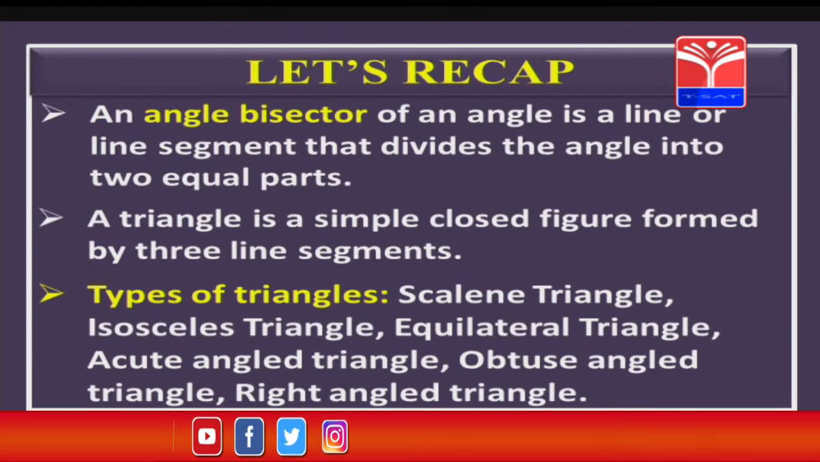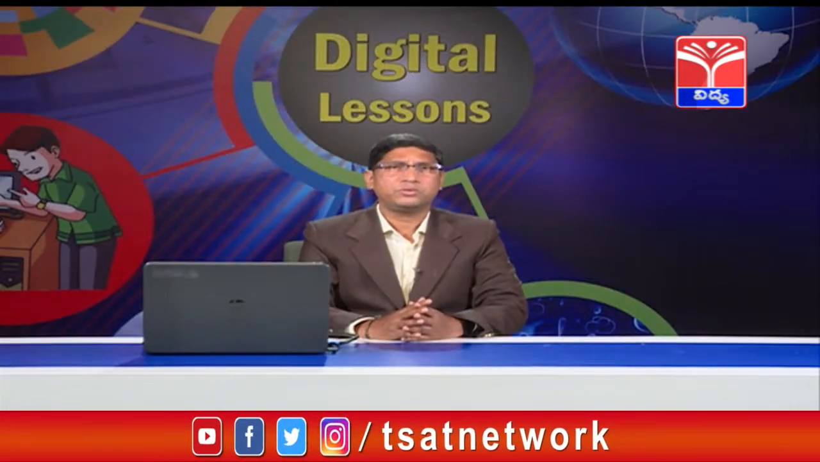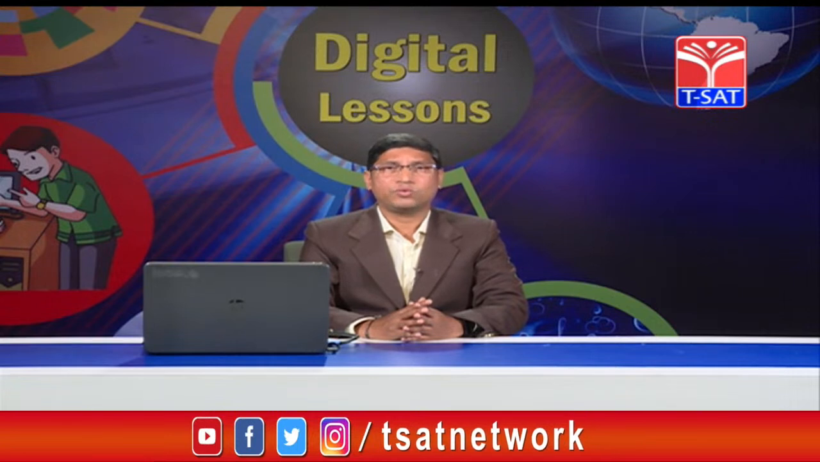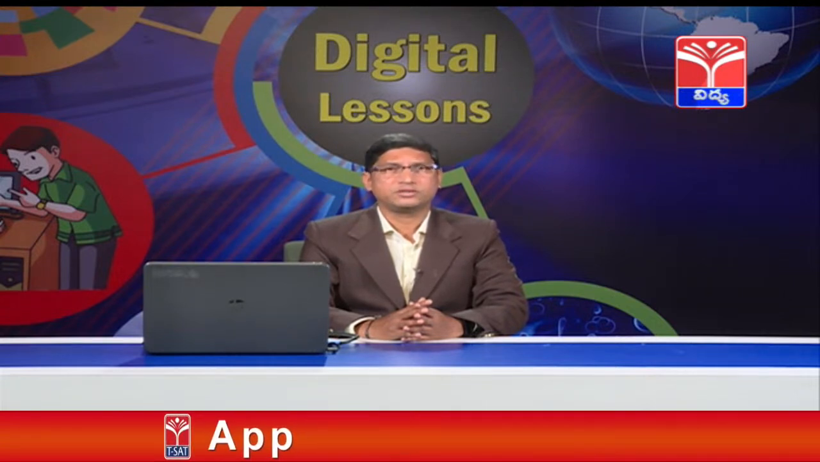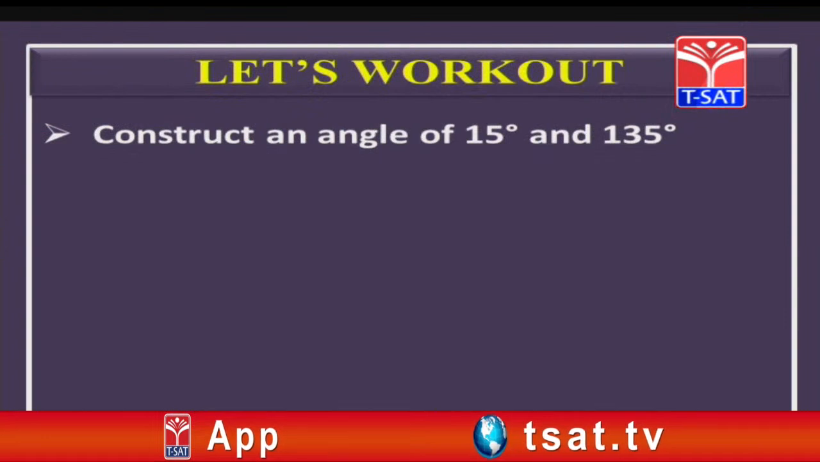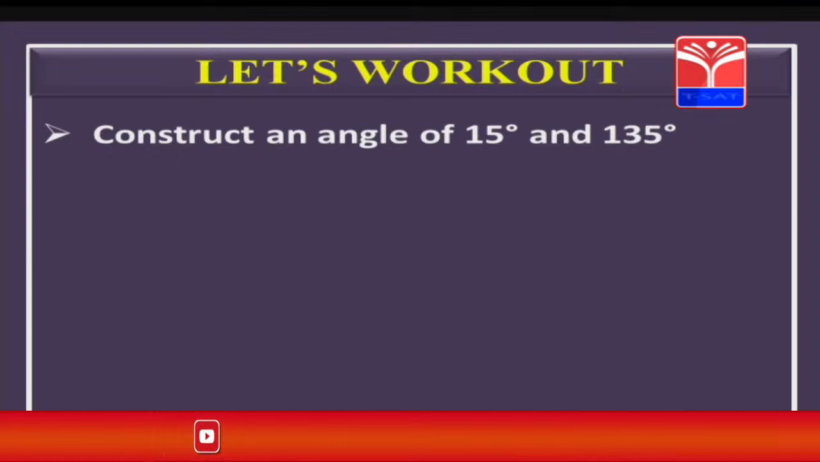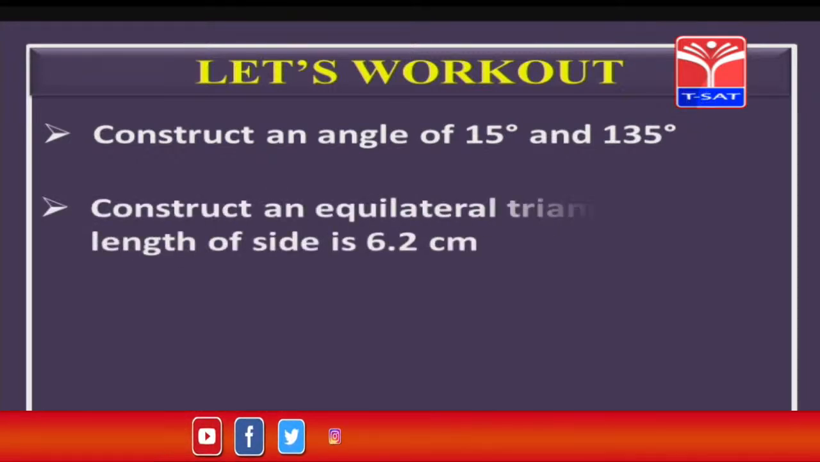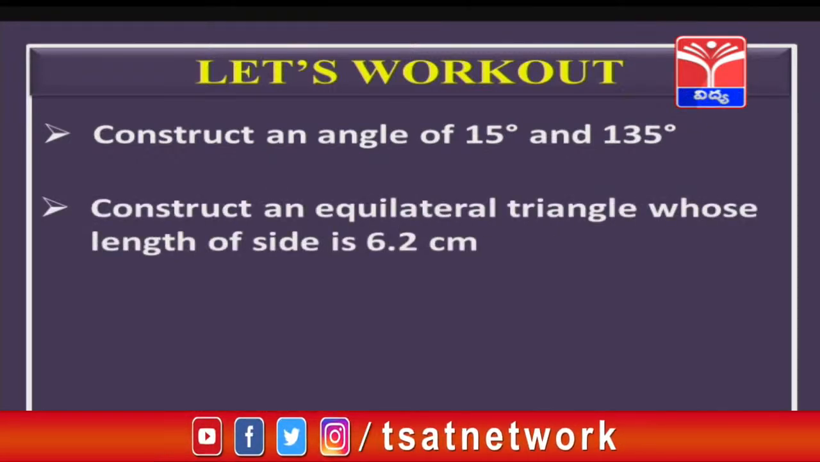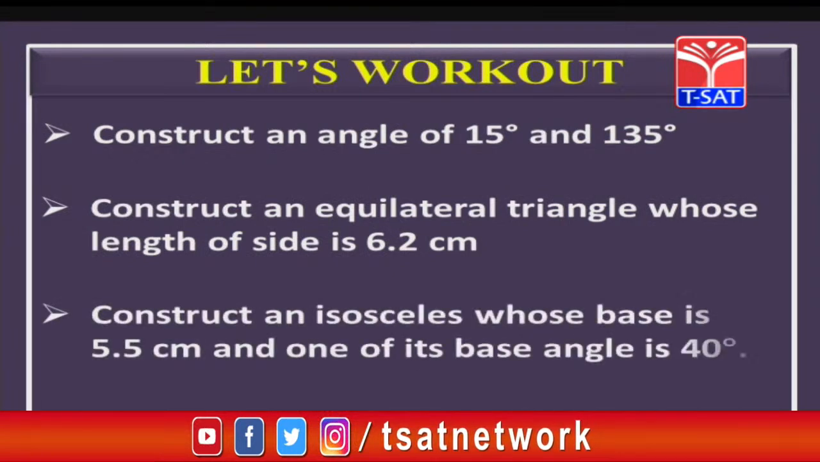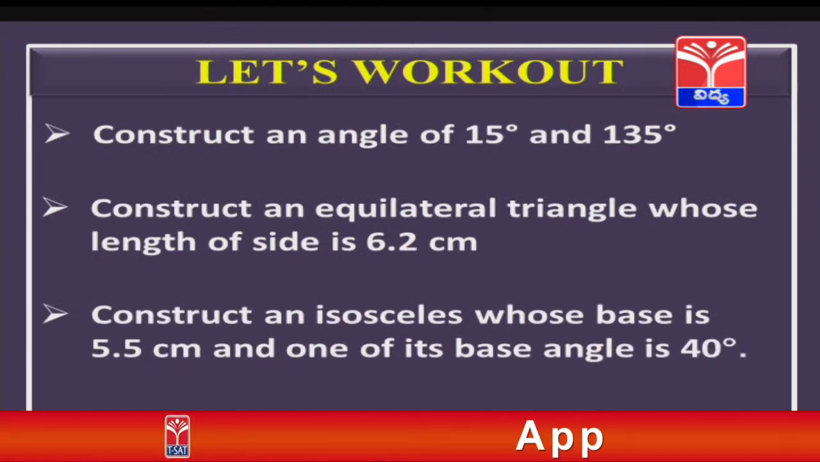So, children, I would like you to give some assignment to work at your home and submit to your teacher. So, we are going to have some constructions. The first one is construct an angle of 15 degrees and 135 degrees. Construct an equilateral triangle whose length of side is 6.2 centimeters. Finally, construct an isosceles triangle whose base is 5.5 centimeters and one of its base angle is 40 degrees.